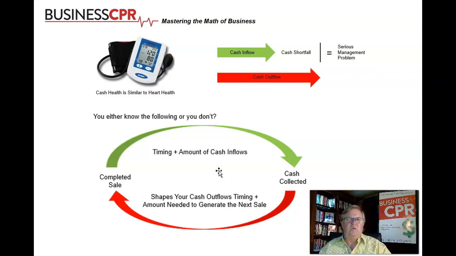The call to action is really simple. Put some routine and rhythm into your week. Start there. And as you do that, you will start to experience better results, which will translate into what? It'll translate into higher profits and cash reserves in the bank. That's how you attain financial freedom through your business.